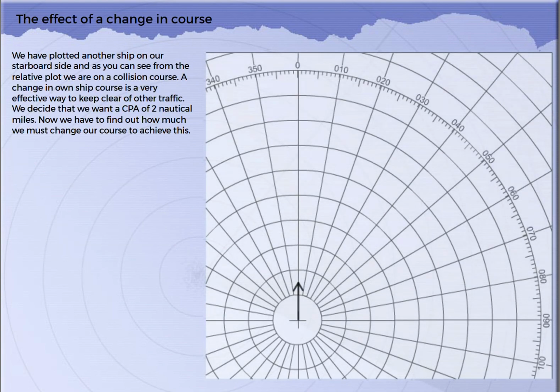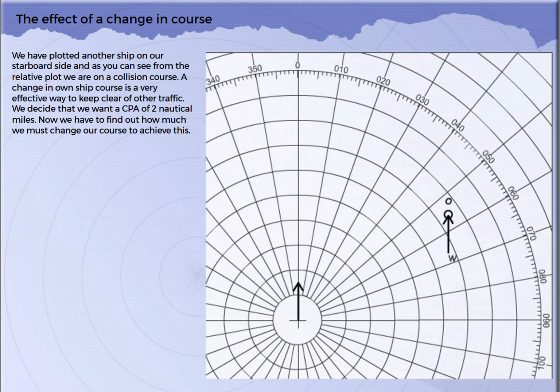We have plotted another ship on our starboard side, and as you can see from the relative plot, we are on a collision course. A change in own ship course is a very effective way to keep clear of other traffic. We decide that we want a CPA of 2 nautical miles. Now we have to find out how much we must change our course to achieve this.